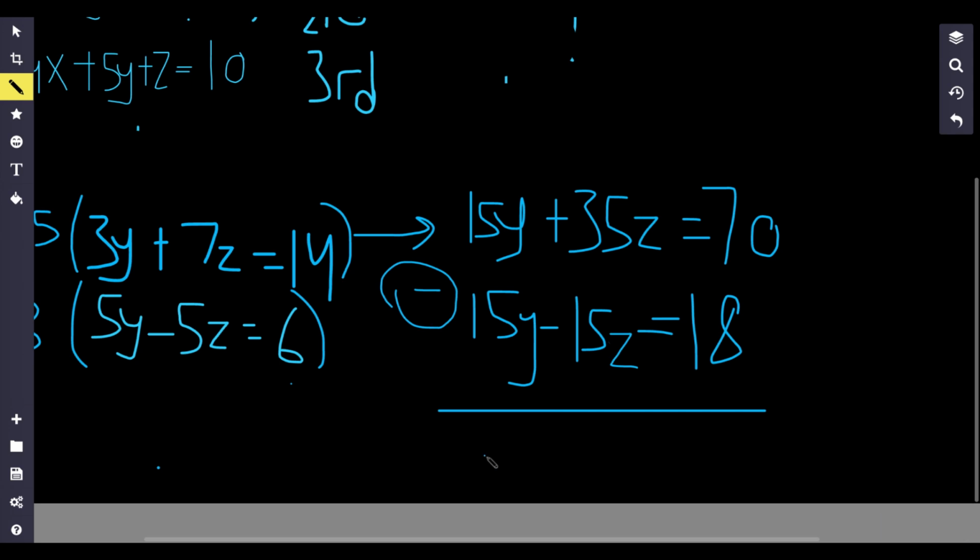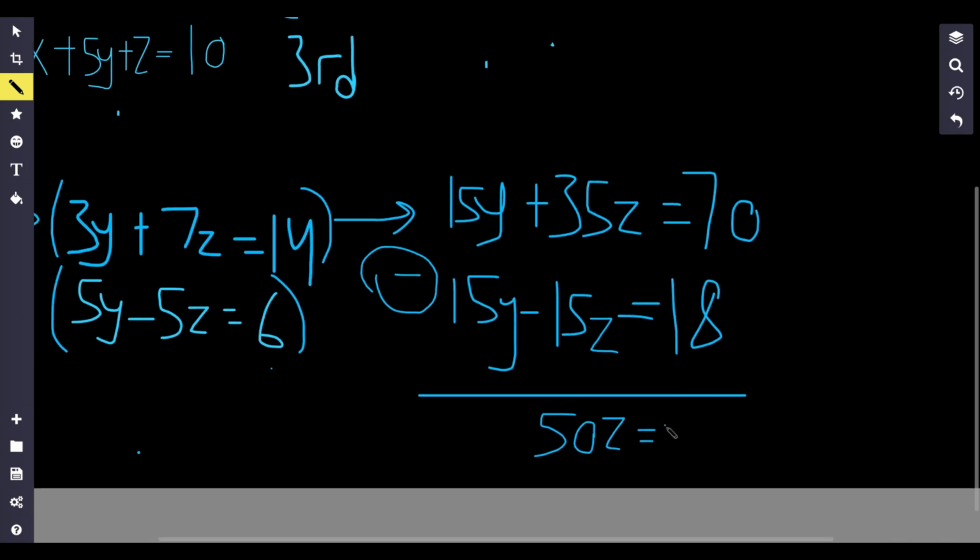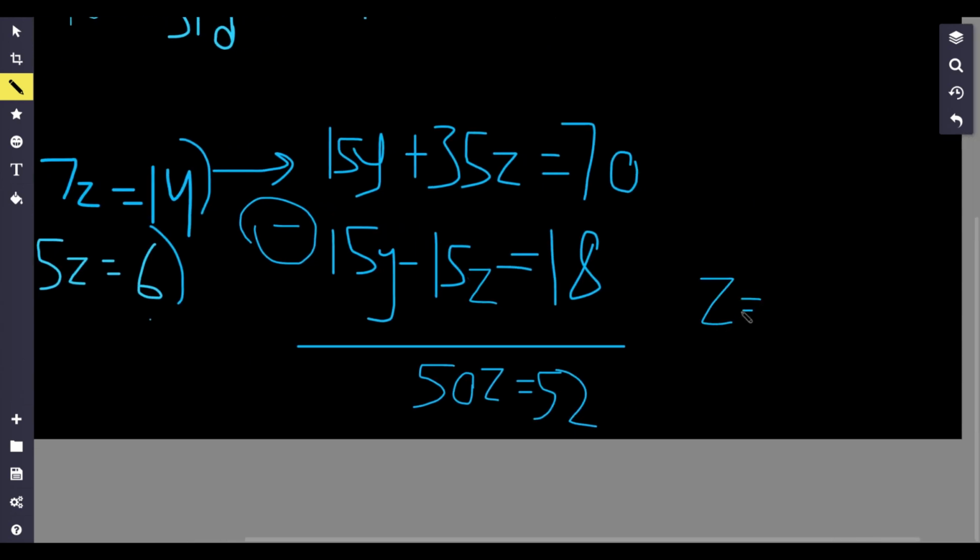15y minus 15y is just 0. 35z minus negative 15z is just going to be 50z. 70 minus 18 is just going to be equal to 52. So z is going to be equal to 52 over 50. Let's simplify this a bit. This is 26 over 25.